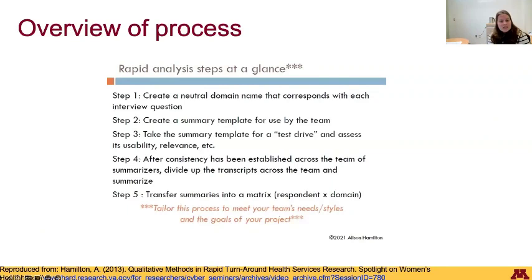So the process that we present is drawn from Dr. Allison Hamilton. She's a VA researcher, and she created this process, and Patrick and I have used this several times. And so we present this as her work that we will give our spin on and our best practices that we've developed. But it's basically 5 steps, and then we've added a 6th step around synthesizing data at the end. And so I will talk through all of these, but really focusing in on step 3, like Patrick said, taking that summary template for a test drive, because that's what we'll be doing together today.